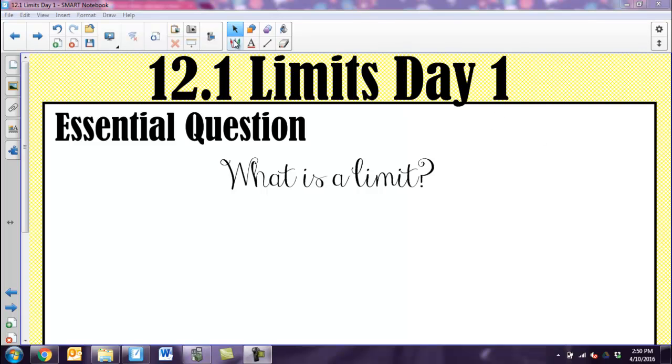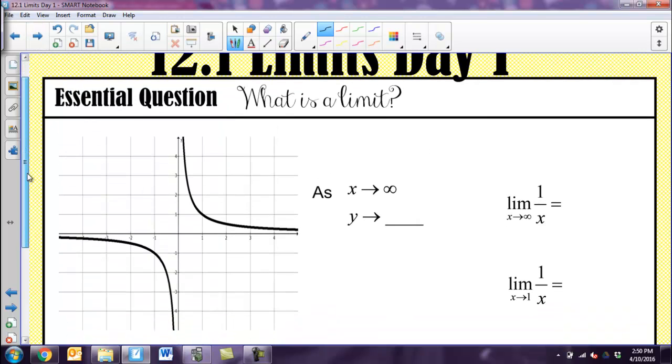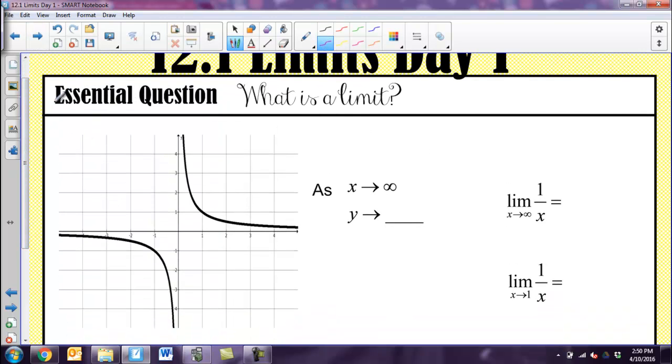Hey guys, today we're going to start learning some calculus, and we're going to start with something called a limit. So, first thing we're going to look at is this picture. This is a graph of our rational parent function, or 1 over x.